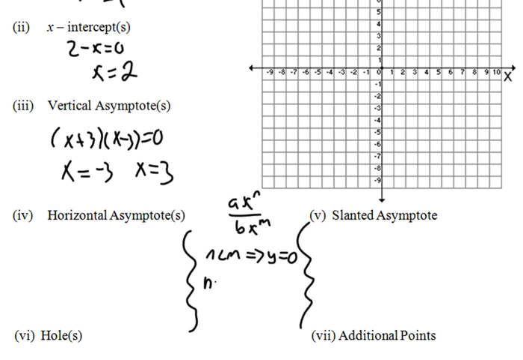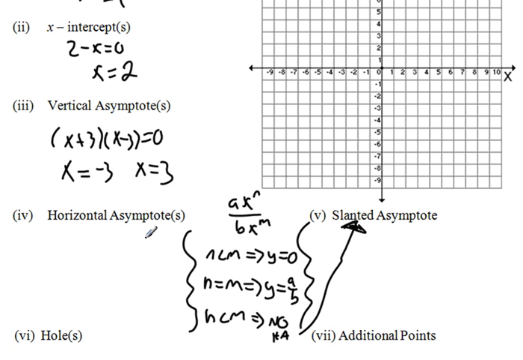Now, when the numerator and the denominator degrees are the same, then we have a horizontal asymptote at the ratio of the leading coefficients, a over b. Last but not least, when n is greater than m, we do not have a horizontal asymptote, but we have a slanted asymptote. So it is what it is.